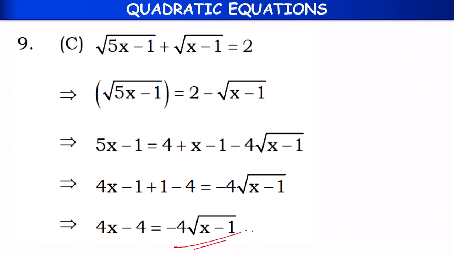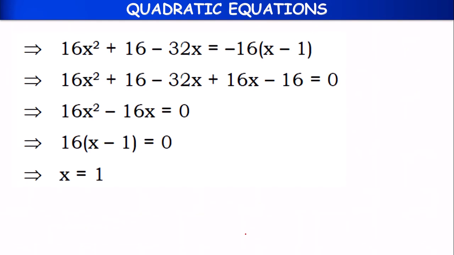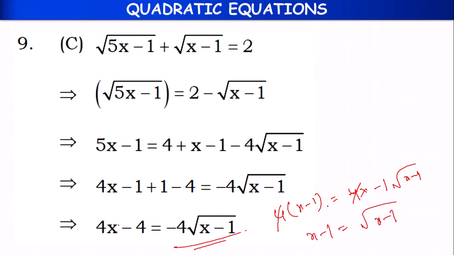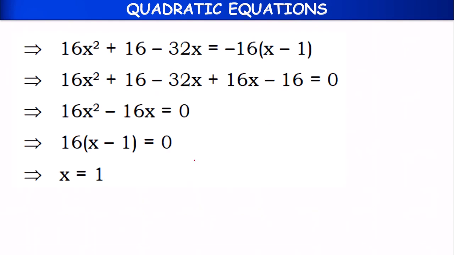Again we have one more root here. Still we have to simplify it. Actually we can take 4 common here, 4 common, x minus 1 will come. Here also minus 4 into, it can be written as minus 1 into root of x minus 1. So that 4 gets cancelled. We will be having x minus 1 equal to root of x minus 1.